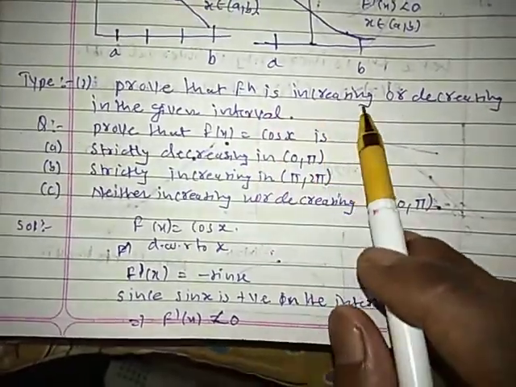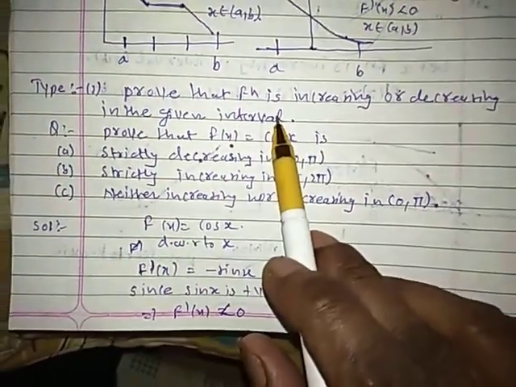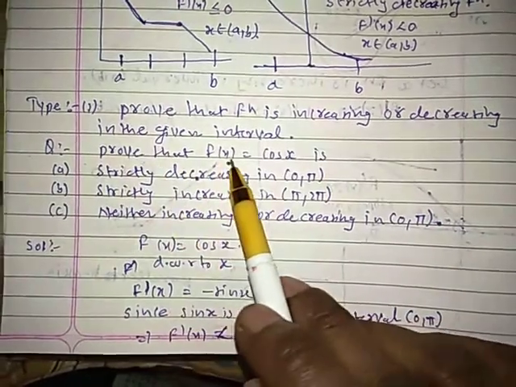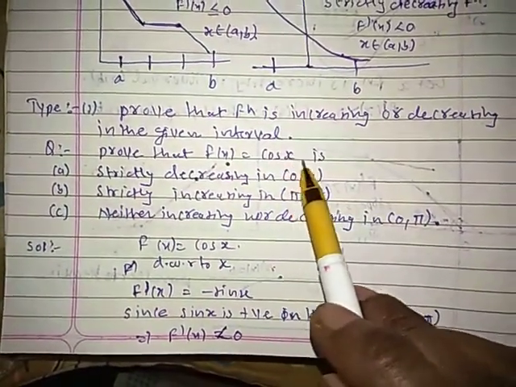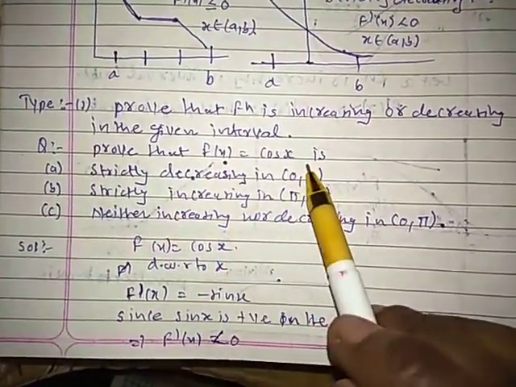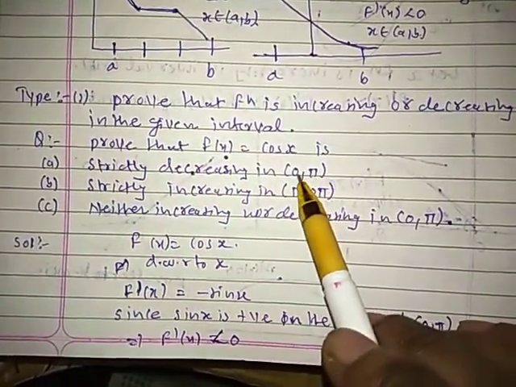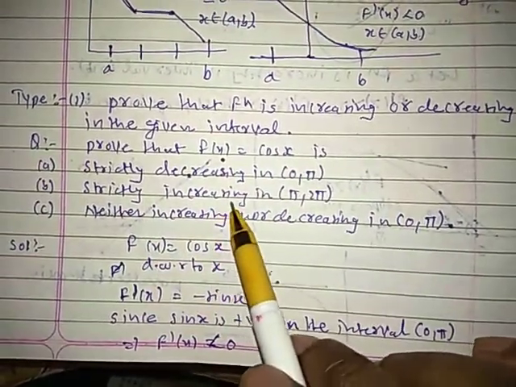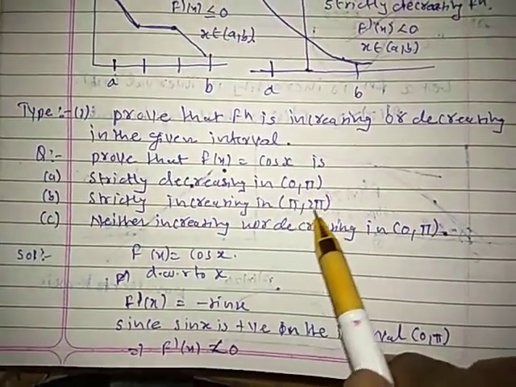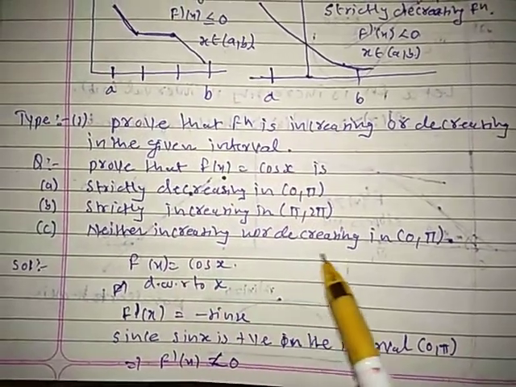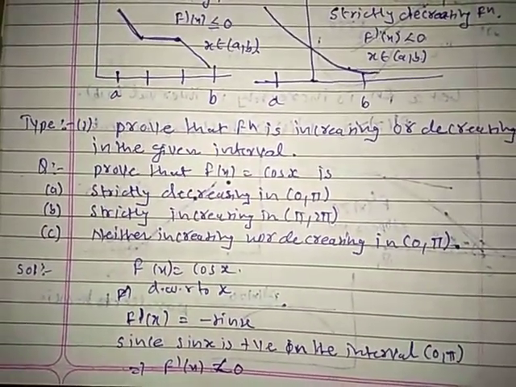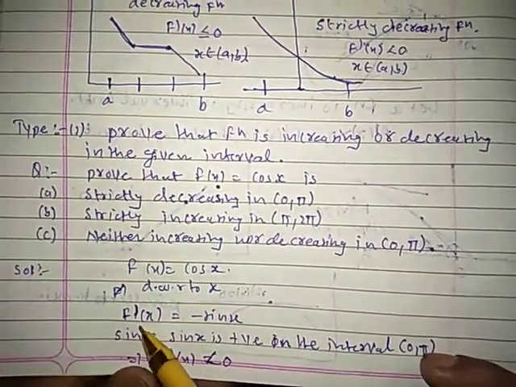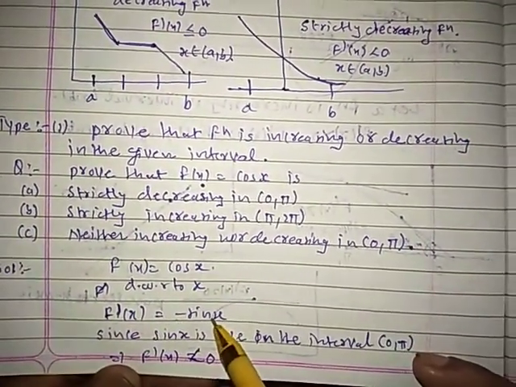The question is whether the function is increasing or decreasing in the given interval. This is the first type of question. Suppose the question is given: prove that f of x equal to cos x is strictly decreasing in 0 to pi, strictly increasing in pi to 2pi, and neither increasing nor decreasing in 0 to 2pi. So f of x is equal to cos x, the derivative with respect to x, f dash of x, is equal to minus sin x.